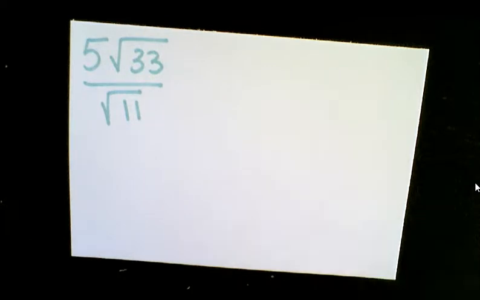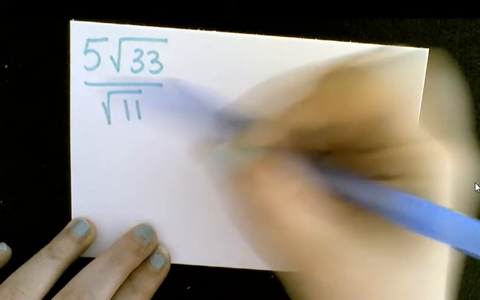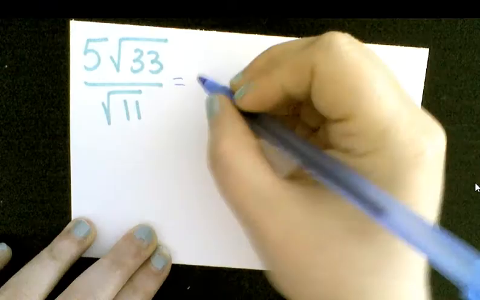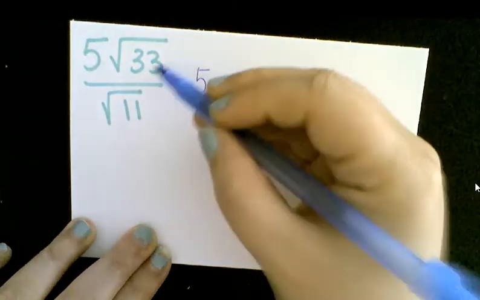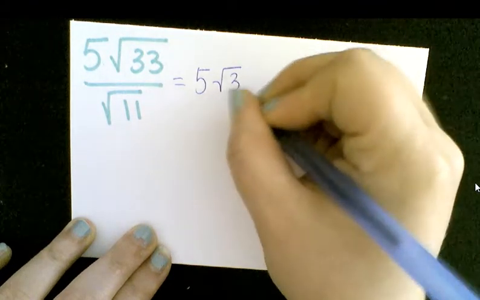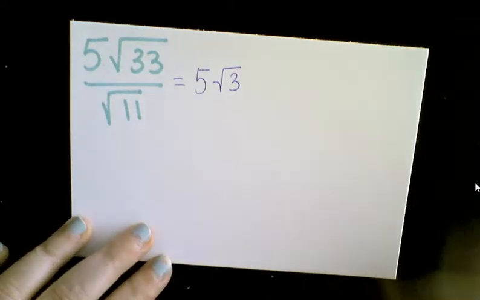For this example, we have 5 times the square root of 33 divided by the square root of 11. We can think of there being an imaginary 1 out here in front of the square root of 11. So we would be taking 5 divided by 1, which is 5. And then the square root of 33 divided by the square root of 11 is just the square root of 3. And we cannot simplify 3 any further, so we are done.